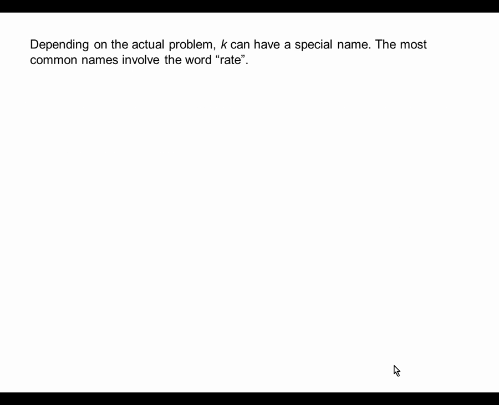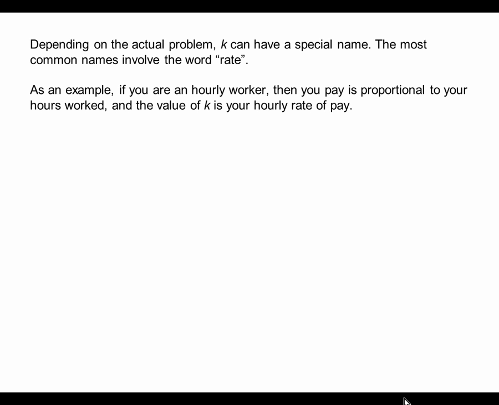Okay, now, depending upon the actual problem, again, k can have a special name. The most common names involve the word rate. As an example, if you're an hourly worker, then your pay is proportional to your hours worked, and the value of k is your hourly rate of pay. The more hours you work, the more you make. And again, that should say your pay, not you pay.